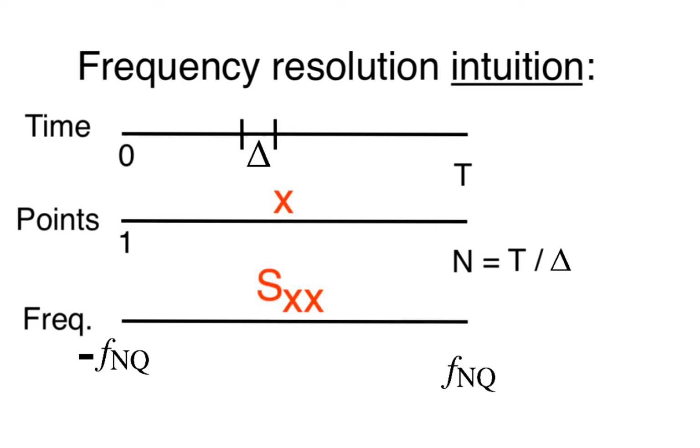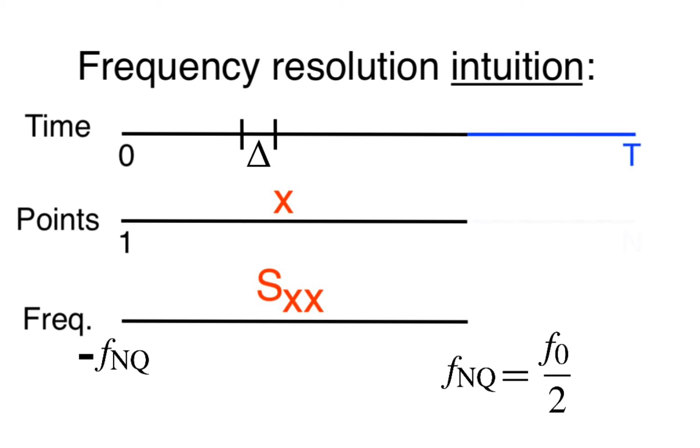We also know that the maximum observable frequency in the spectrum, the Nyquist frequency, is fixed no matter how much data we collect. Remember that the Nyquist frequency depends only on the sampling interval. We defined fnq, the Nyquist frequency, as f0 over 2. Now consider the case in which we increase t, or equivalently, we increase n.